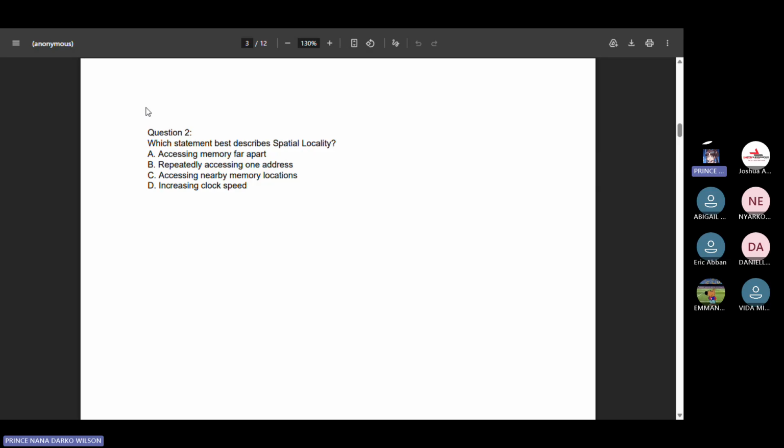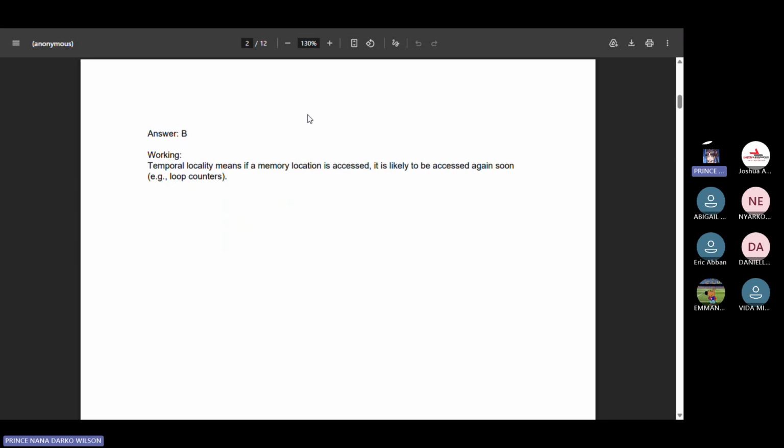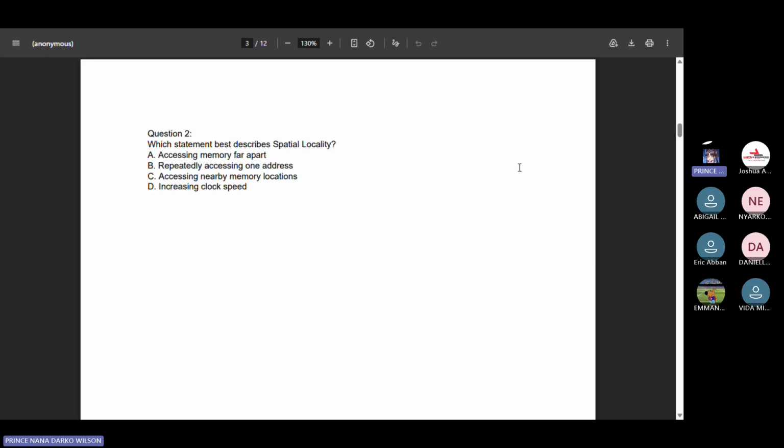Accessing memory far apart, repeatedly accessing one address, accessing nearby memory locations, increasing clock speed. Yes, Mr. Joshua. Please, is my answer correct? Yes, please, it's correct. Okay, this is the answer, so B. Temporal locality means if a memory location is accessed, it is likely to be accessed again. So it says correct. All right, thank you. Yes, on to the next question.